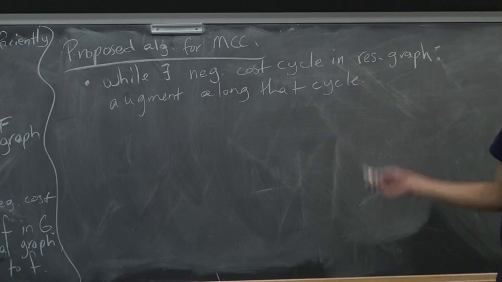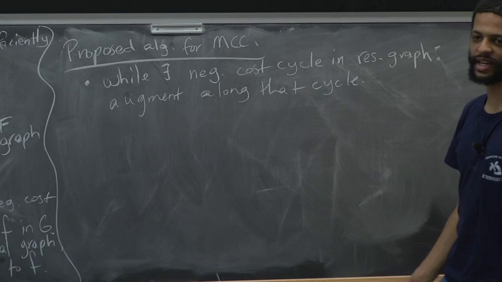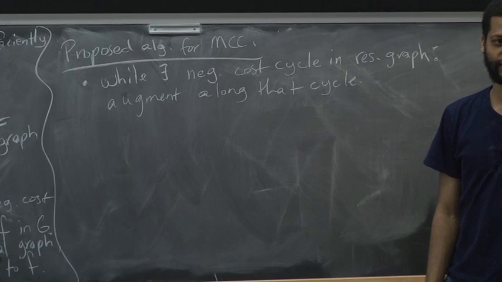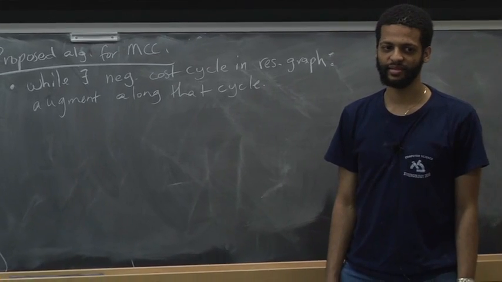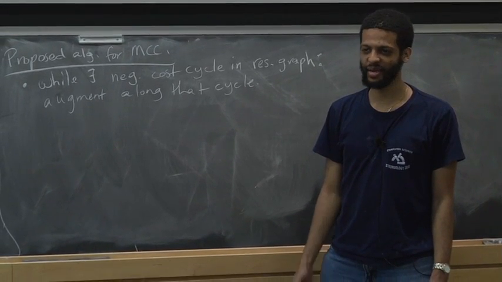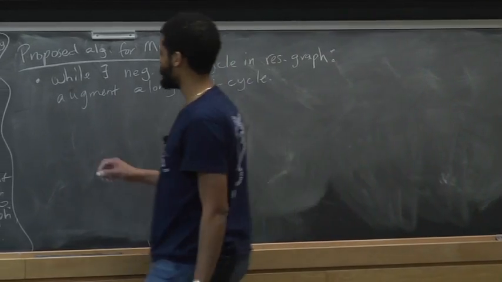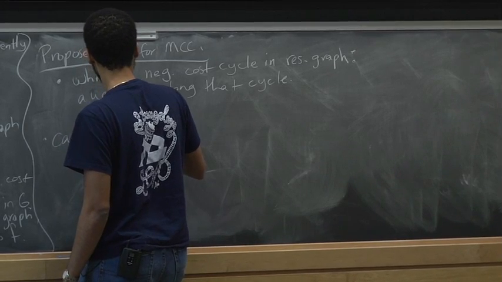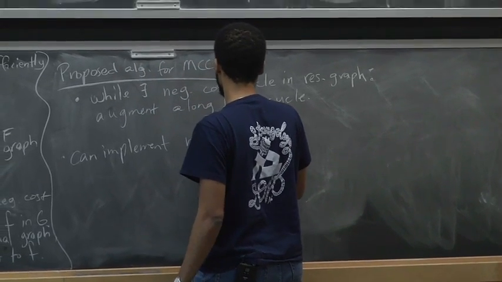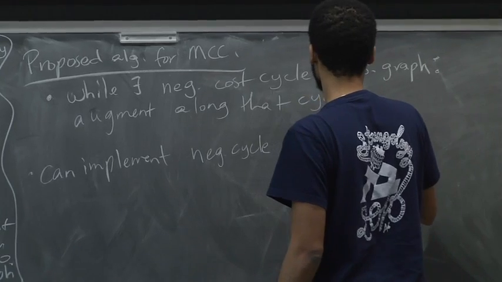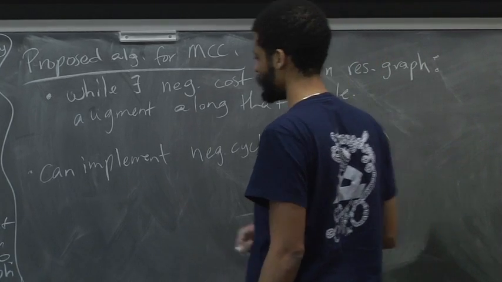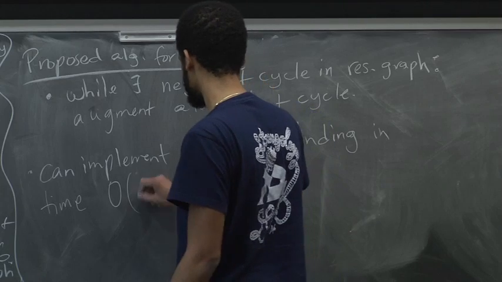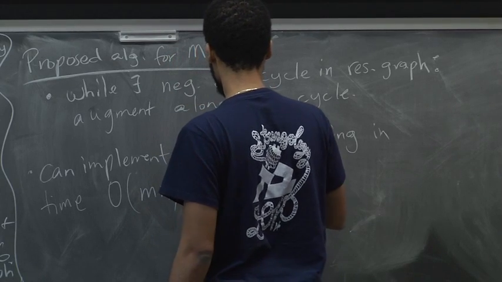How would you actually implement this algorithm? You need to figure out if there's a negative cost cycle and identify it. How would you do this? Do people remember some algorithm? Bellman-Ford. So you can implement negative cycle finding in time O of Mn. This is Bellman-Ford.